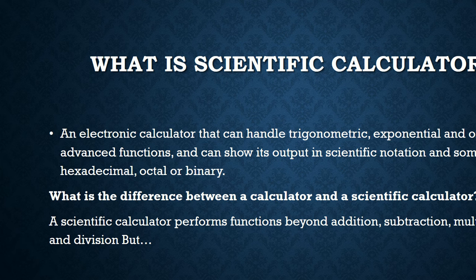But here's the question: what's the difference between a simple calculator and a scientific calculator? A simple calculator usually does many simple tasks, but a scientific calculator performs functions beyond addition, subtraction, multiplication, and division. A scientific calculator usually has special buttons for parentheses, trigonometric functions, exponents, inverses, and so on.